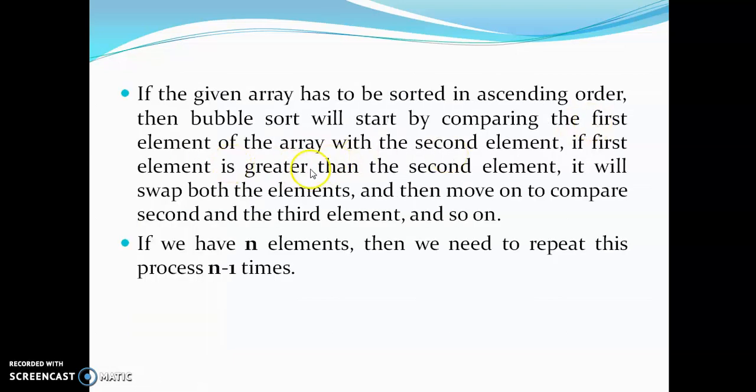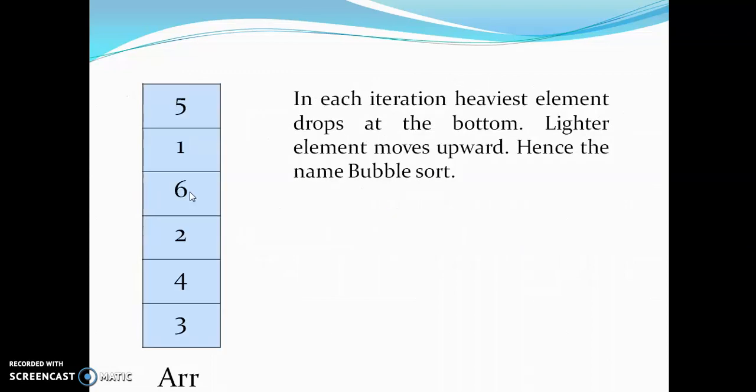If the first element is greater than the second element, it will swap both the elements and then move on to compare the second and third element. In this case, in the first comparison, 5 will move to the second position. Then 5 and 6 are compared. So 5 is less than 6. So no need of interchange.